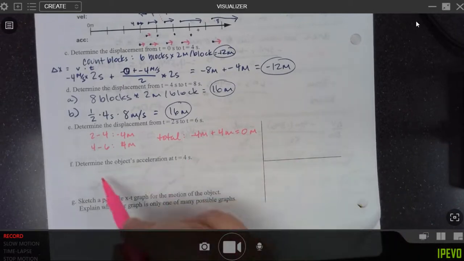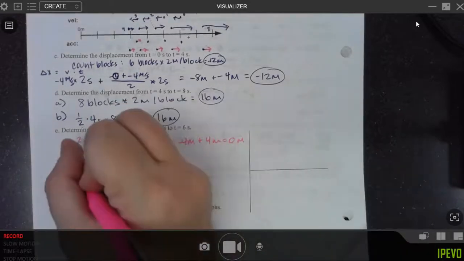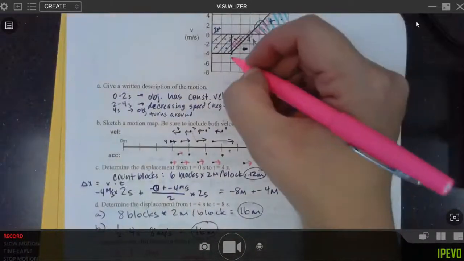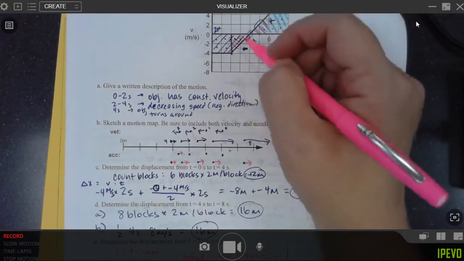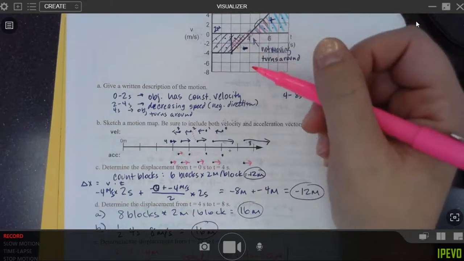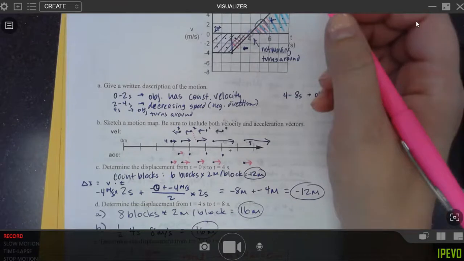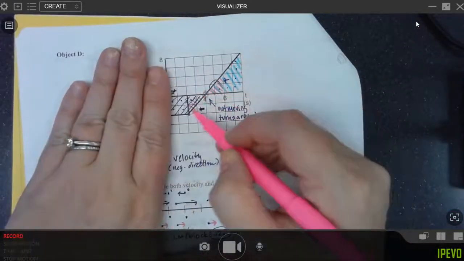Next, it says determine the object's acceleration at 4 seconds. All we need to do here is figure out the slope. And because our slope is constant across here, this should be something that's pretty straightforward to do. I don't like to mess with negatives because I get myself in trouble sometimes. I don't know if you guys are the same way. So you can figure out the slope just by using the positive parts of the graph because the slope up here is the same as the slope down here.